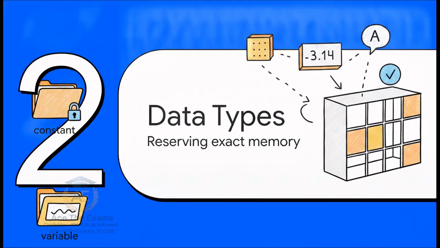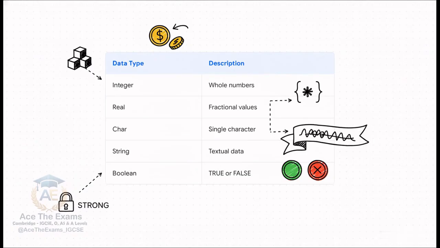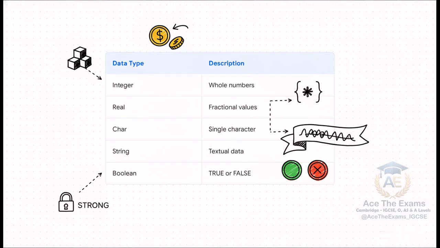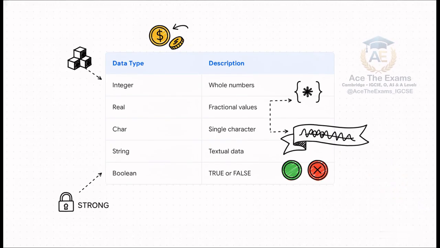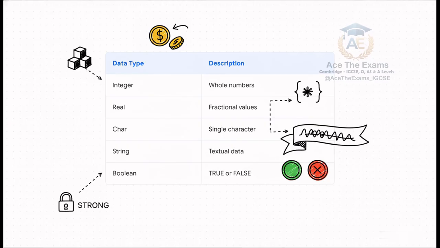Moving on to Section 2, choosing data types. This is all about reserving the exact right amount of memory for our data. Now, to reserve that perfect amount of memory, we have to tell the computer exactly what shape of data is going into those folders. You've got integers, which are your whole numbers, real or decimal types for fractional values like currency, char or character for a single symbol, strings for full textual data like words or sentences, and booleans, which just handle a simple true or false condition.